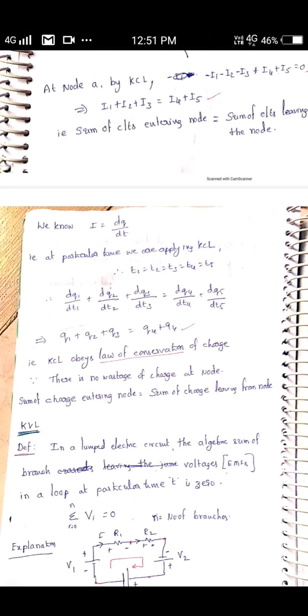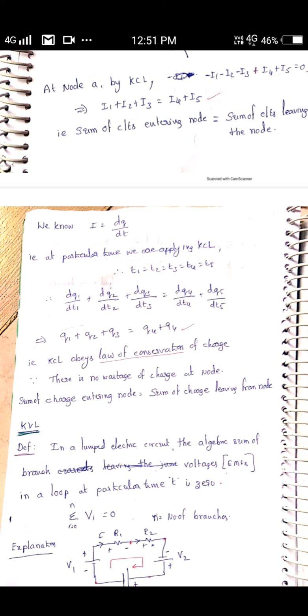See, whatever charges are entering the node, the same charges are leaving. That means there is no accumulation or wastage of charge. Hence we can say KCL obeys the law of conservation of charge. Remember, KCL obeys the law of conservation of charge. This is about Kirchhoff's current law. So other than current, we can say the sum of charges entering the node is equal to the sum of charges leaving the node at a particular time. It's about Kirchhoff's current law.